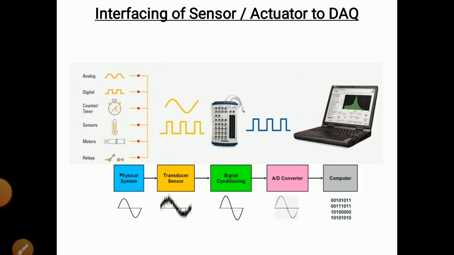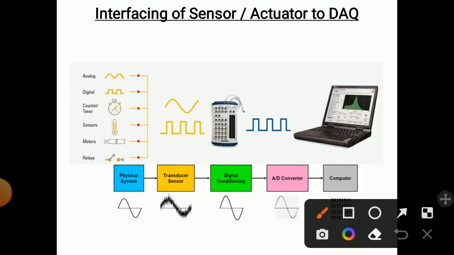Now the same example is shown over here. Let us assume any physical system. The input of that physical system may be analog, may be digital, may be counter type, sensor type, motors, relays. So the signal may be anything or the system may be anything. That is sensed by a transducer or sensor.